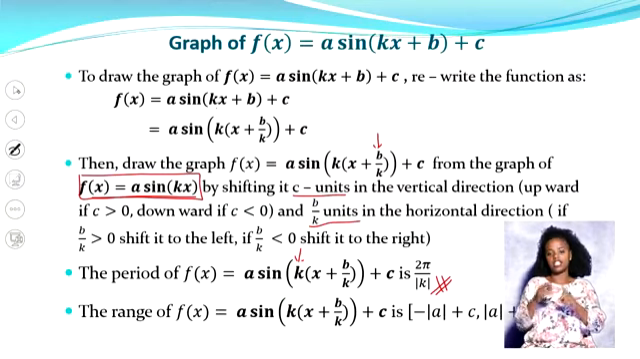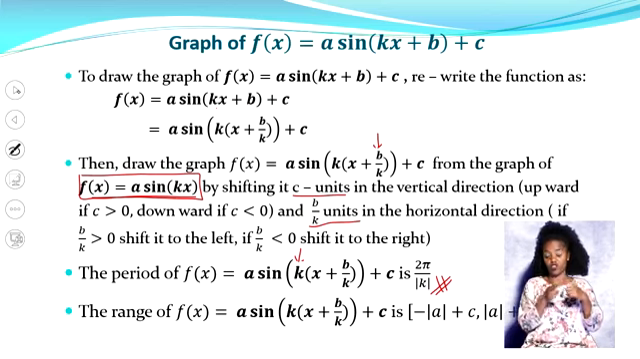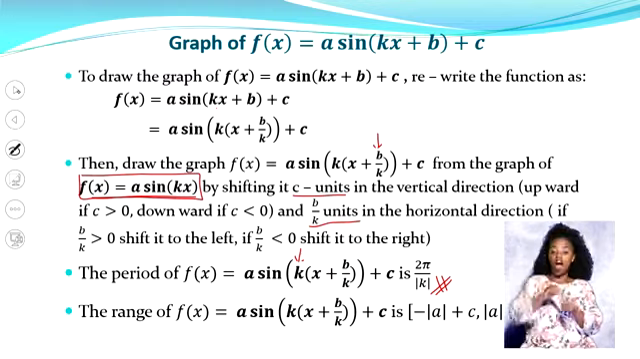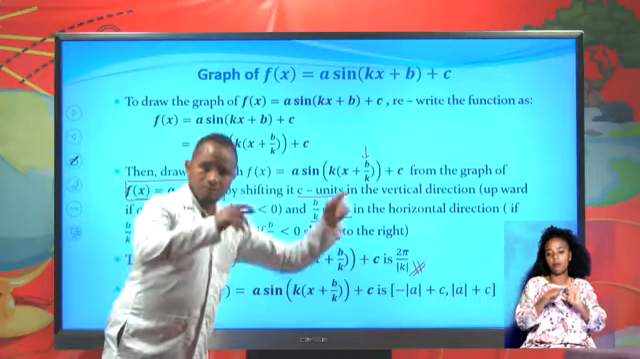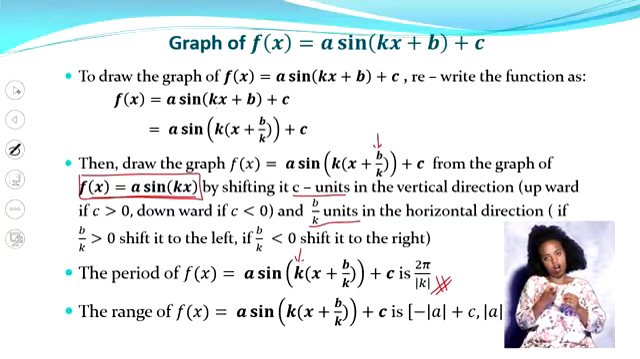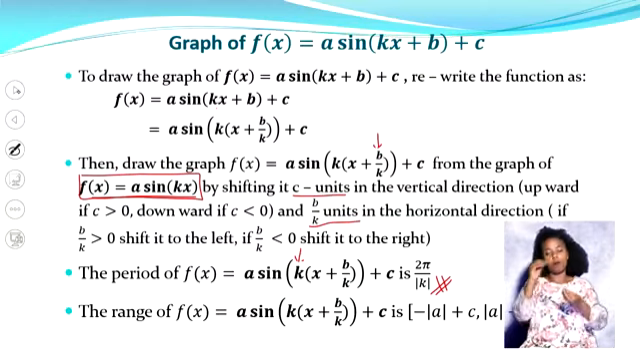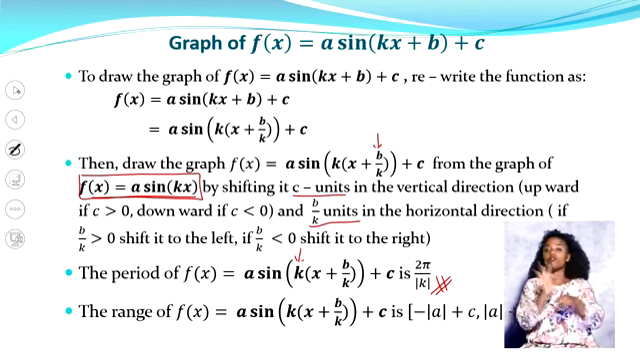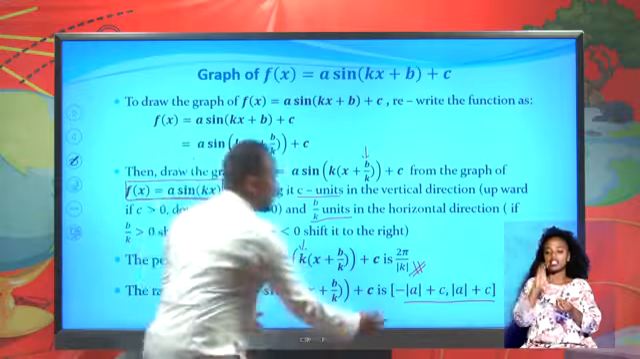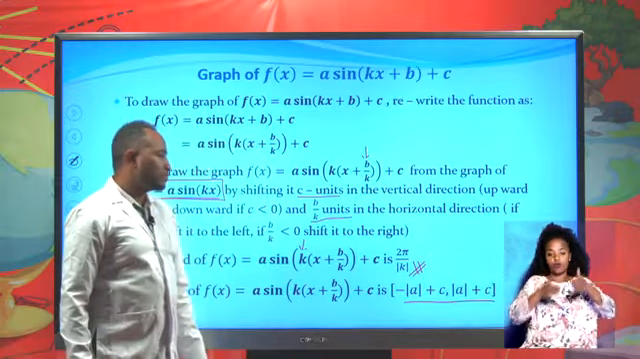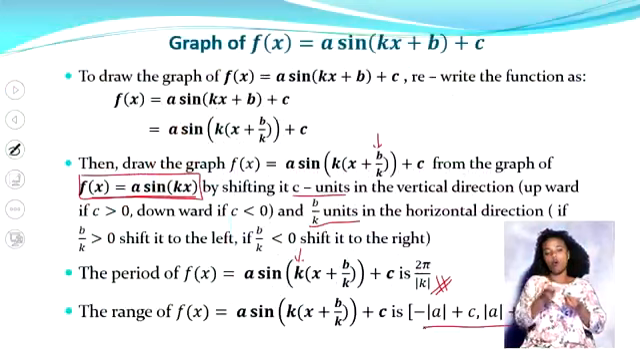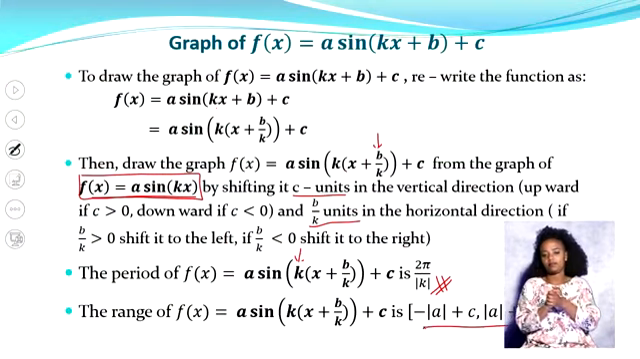and the range of a sine k into x plus b over k plus c is minus amplitude plus c. Since you shift c units up, you add c on the amplitude: minus absolute value of a plus c, comma, the other part positive absolute value of a plus c. Therefore, the range of f of x equals a sine k into x plus b over k plus c is on this interval: negative absolute value of the amplitude plus c, comma, amplitude plus c. So let's see an example for this.